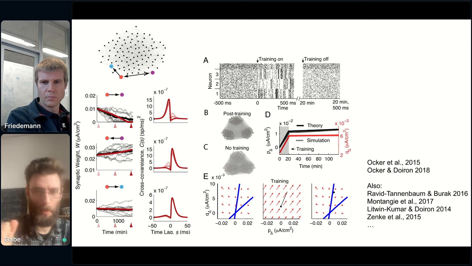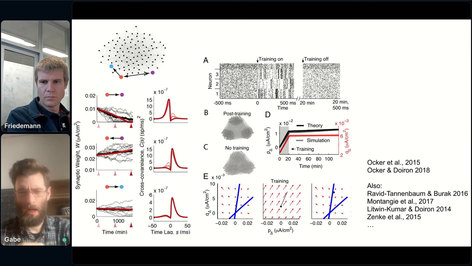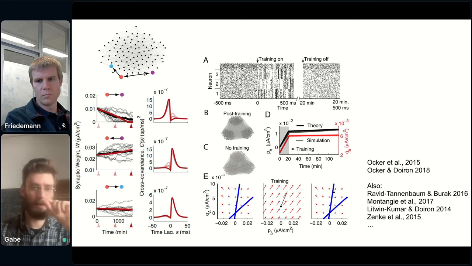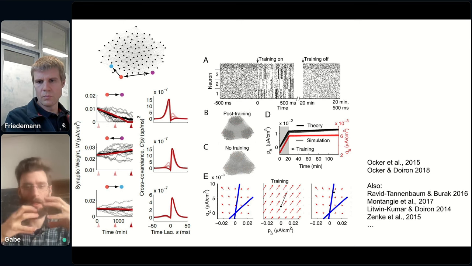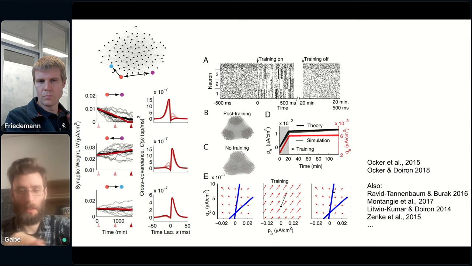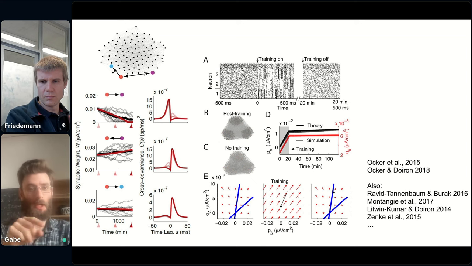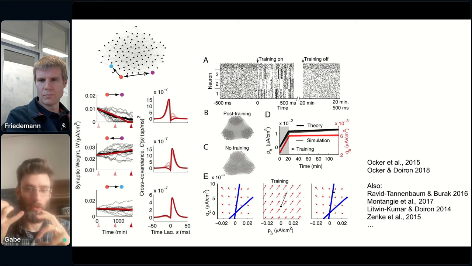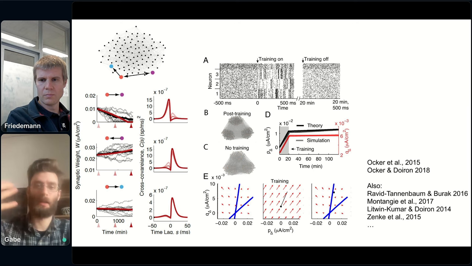So here in the bottom, I'm showing a phase plane that we derived, showing the relative average strength of within assembly versus between assembly connections. That's x-axis delta, for the difference between the within assembly and between assembly connections. And on the y-axis in those phase portraits in row E here is the relative strength of reciprocal connections within an assembly versus reciprocal connections between assemblies. So we can derive a reduced low-dimensional dynamics that also describes how connectivity motifs evolve in this network during spontaneous activity and during training.